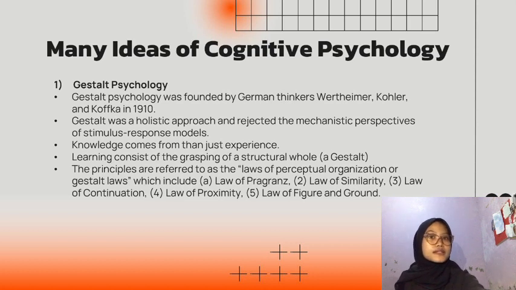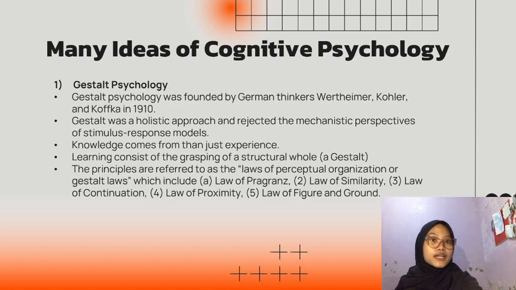Many ideas of cognitive psychology. Number 1 is Gestalt psychology. Gestalt psychology was founded by German thinkers Wertheimer, Kohler, and Koffka. The term Gestalt was coined by Christian von Ehrenfels. It is a German word that roughly means pattern or unified whole. Gestalt was a holistic approach and rejected the mechanistic perspectives of stimulus-response models.